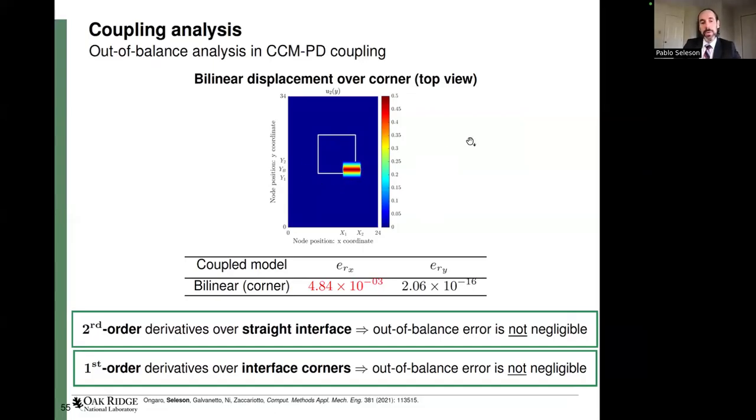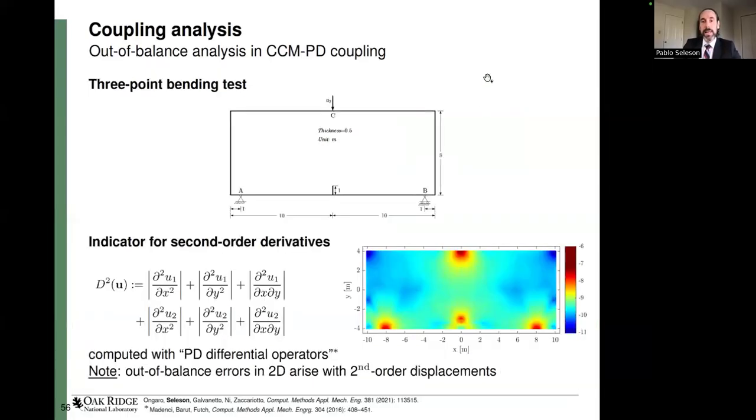So overall, we obtain that second-order derivatives over a straight interface give an out-of-balance error, which is not negligible. And first-order derivatives over the interface corners bring an out-of-balance error that is also not negligible. Let's finalize here with an application example.